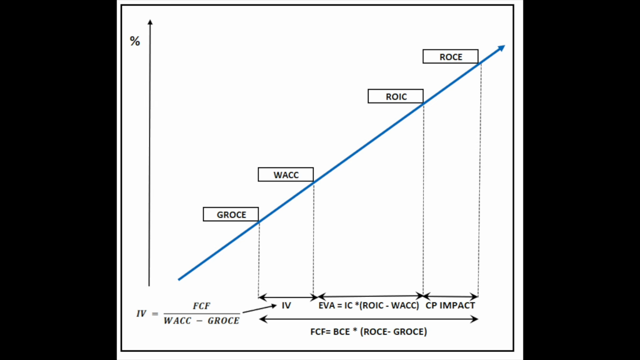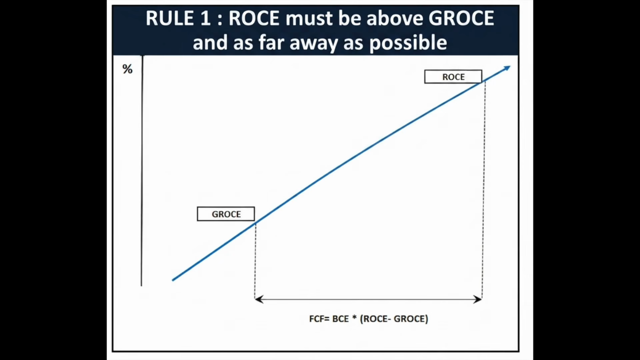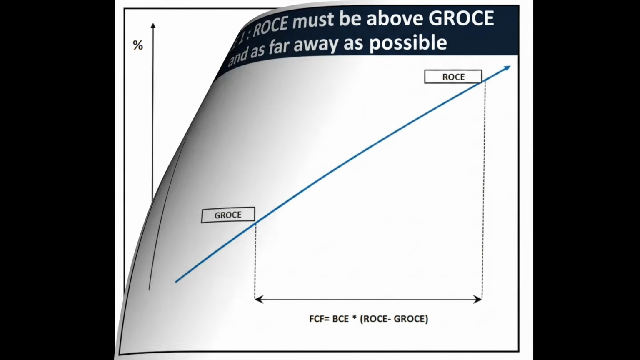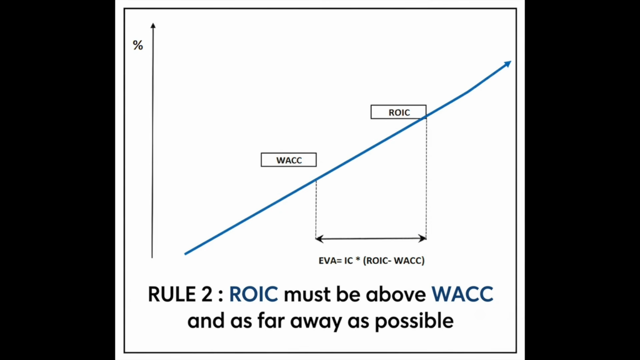GROCE must be lower than ROCE to generate positive free cash flow, but also lower than WACC, to avoid an impossible intrinsic value. Thus, GROCE acts as the conductor, dictating the ranking of the other 3 KPIs to fulfill the 3 objectives of corporate finance: performance, value, and cash flow. And here are the 4 rules that maximize the company's financial management. Rule number 1: ROCE must be above GROCE and as far away as possible to create adequate free cash flow. Rule number 2: ROIC must be above WACC and as far away as possible to add the necessary economic value.